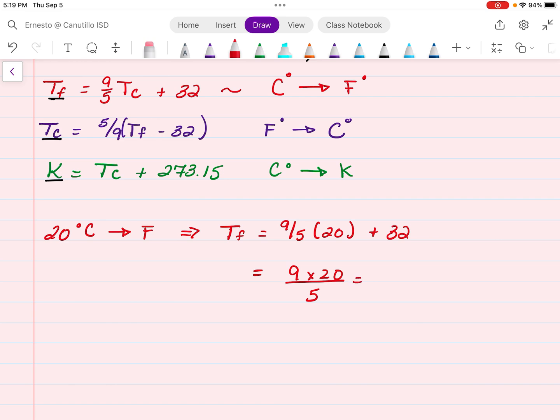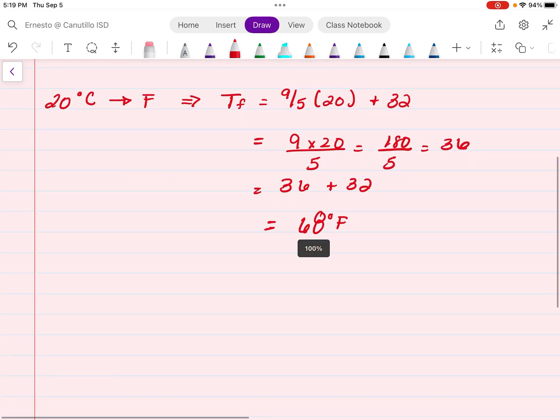To simplify this, 9 times 20 gives me 180. If I divide that by 5, that gives me a total of 36. So here's where we're at: we're going to end up with 36, and then to that, I'm going to add this 32. 36 plus 32 gives me 68. So 20 degrees Celsius is equal to 68 degrees Fahrenheit. That's it.